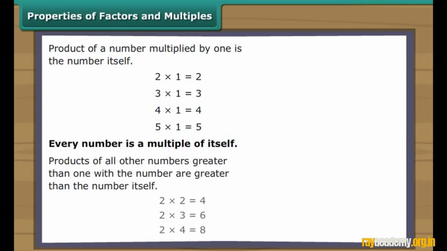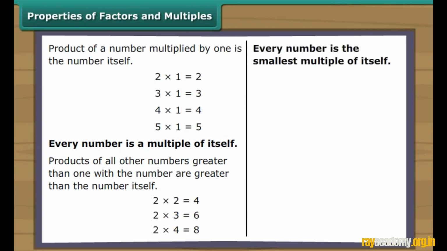Products of all other numbers greater than 1 with the number are greater than the number itself. For example, 2 into 2 is equal to 4, 2 into 3 is equal to 6, 2 into 4 is equal to 8. Therefore, every number is the smallest multiple of itself.